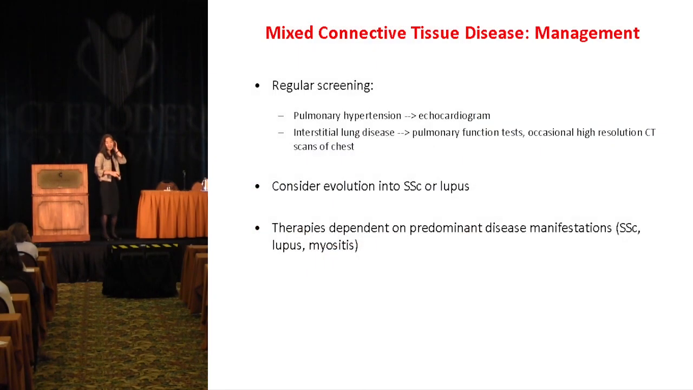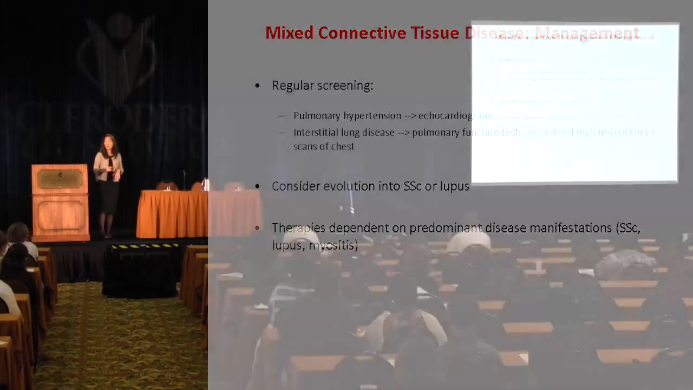The management really involves, as I mentioned, regular screening for the complications. So we really want to try to avoid pulmonary hypertension, so we have annual echocardiograms, and also to avoid interstitial lung disease, we try to screen regularly with pulmonary function tests. Occasionally, we might get a baseline high-res CT, but more commonly, we use regular PFT testing. And like I said, watching patients over time to see how they evolve, either into lupus or scleroderma. And the therapies, again, I'm not going to talk much about this because it depends on what the predominant disease manifestation is.